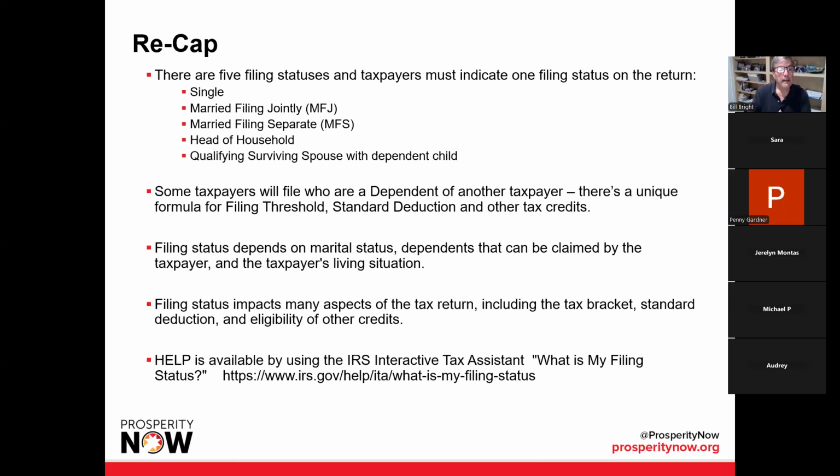Filing status depends on marital status, dependents that can be claimed, and the taxpayer's living situation. Filing status impacts many aspects of the return, including the tax bracket, standard deduction, and eligibility for other credits. Again, the tax bracket and the standard deduction are all calculated automatically. A number of the credits will require us to do some due diligence and check off different things that will determine whether or not they actually qualify for that credit.